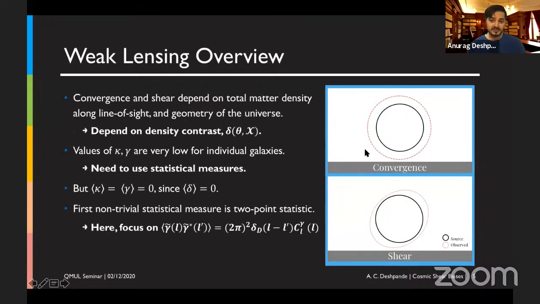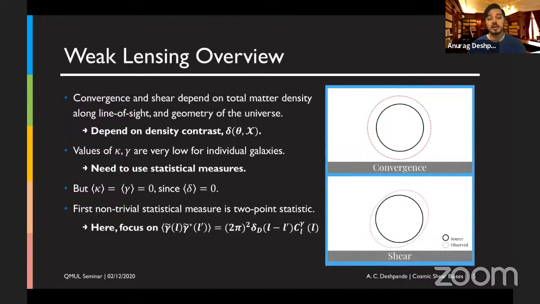The thing about these is that they both depend on the total matter density along the line of sight and the geometry of the universe. So the quantity they actually depend on is the density contrast at a given redshift and position on the sky. But the values of these effects for individual galaxies are very low. So to get a high enough signal to noise ratio where we can actually use them for cosmology, we need to use statistical measures.